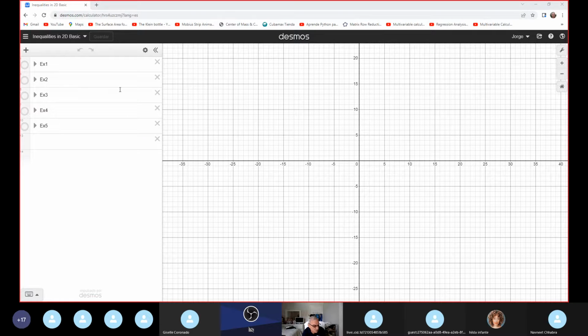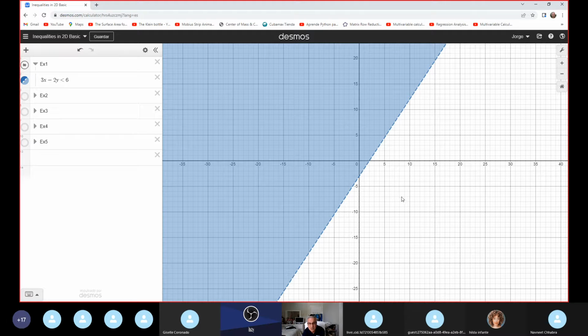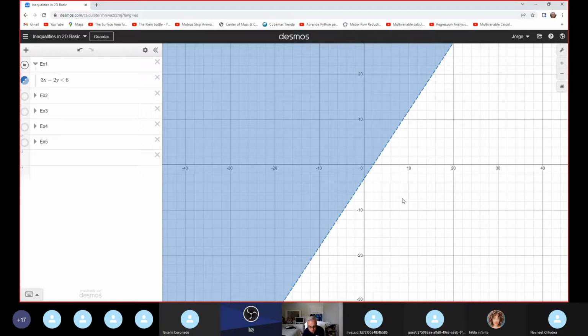Yes, yes, yes. Okay, in example 1, you type in the equation. Not necessarily isolating the y. You type exactly what is given in the problem: 3x minus 2y less than 6. And you graph this. Bam. Do you see that? Cool.